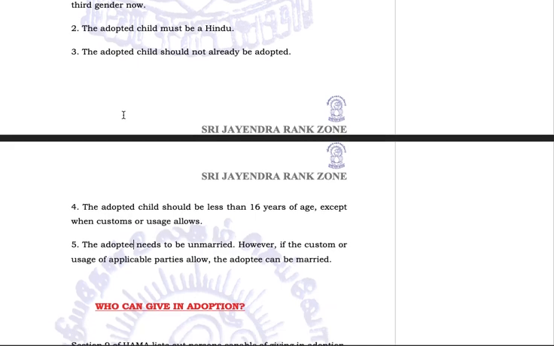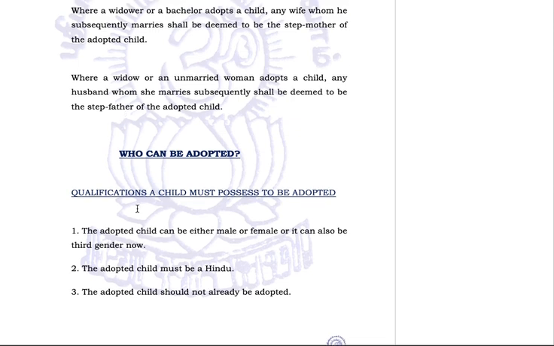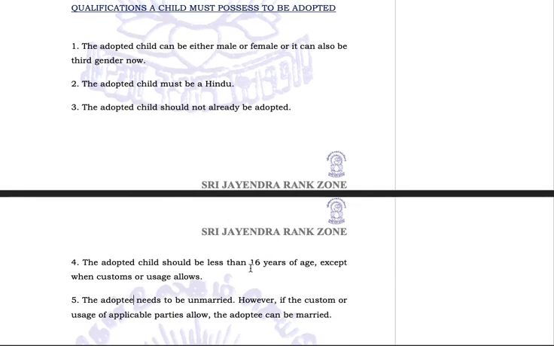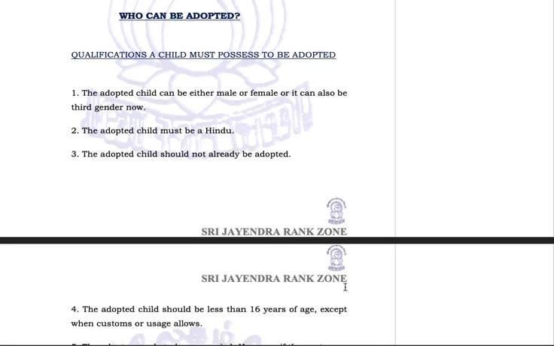Now, these are the qualifications a child must possess to be adopted. That is why we call it adoption of a child, because we allow only adoption of those below 16 years of age. If we allowed adoption of people above 16 or 18 years as well, then we would call it adoption of a person, not adoption of a child. But if some customs or usages allow adoption of adults, then that can be done as well.